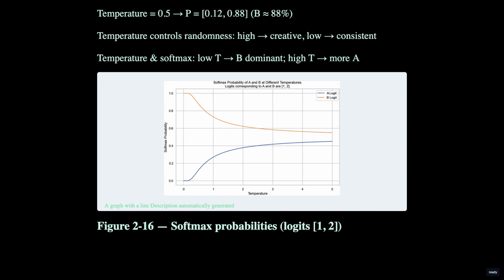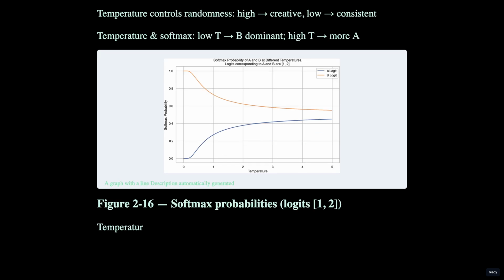The plot shows how changing temperature redistributes those probabilities. Technically, you can't divide logits by 0, so temperature can't be literally 0. In practice, setting temperature to 0 makes the model deterministically choose the token with the largest logit. It skips softmax and any sampling and just performs an argmax.